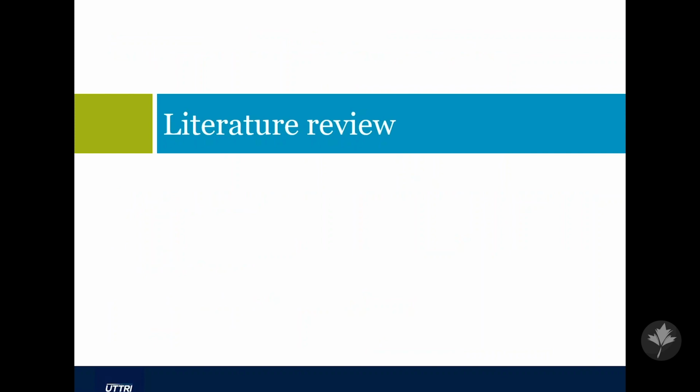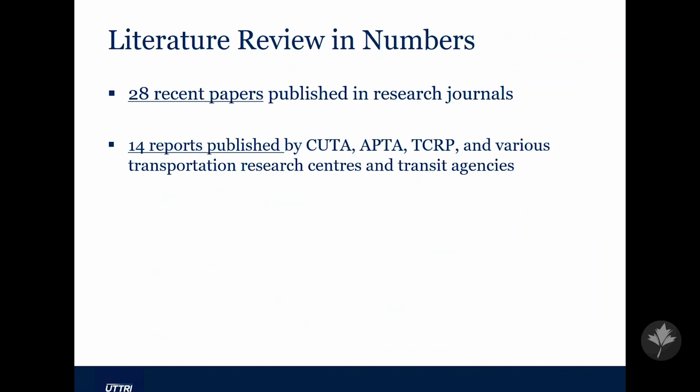Okay, so I'm going to go over each one of the tasks to summarize our findings. So the literature review, as I mentioned, we consulted the literature. We essentially reviewed 28 recent papers that also looked at the same issue of ridership variations across systems and also ridership trends over time. And we also reviewed 14 reports that were produced and published by different agencies, including CUTA, APTA, TCRP, and various transportation research centers and agencies across North America.